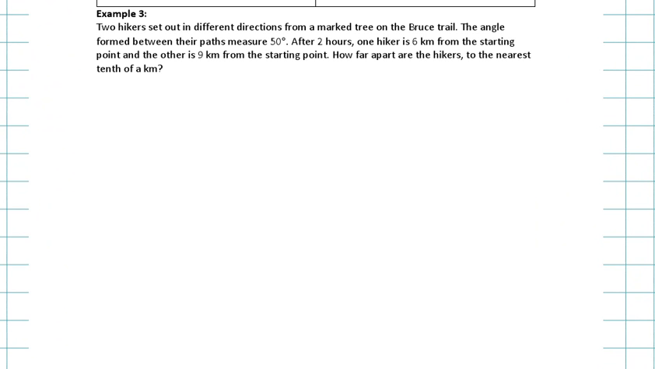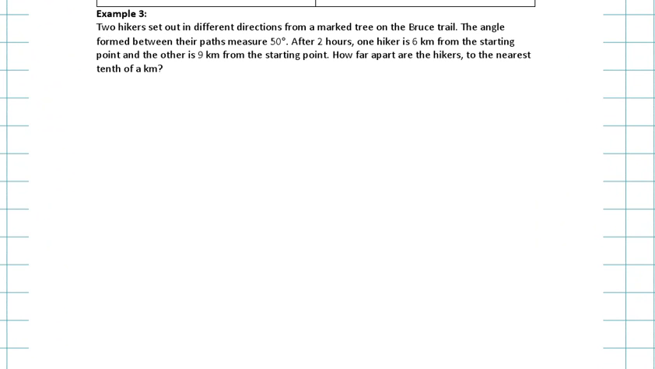What do you have? I know it's a triangle. How many things do I have on that triangle? I have three things: the tree, and the two hikers, right? Where are the two hikers starting from? So this is my tree. They start from the marked tree.